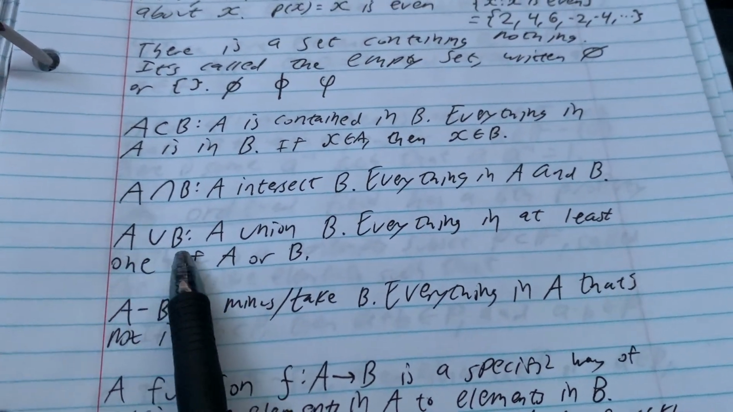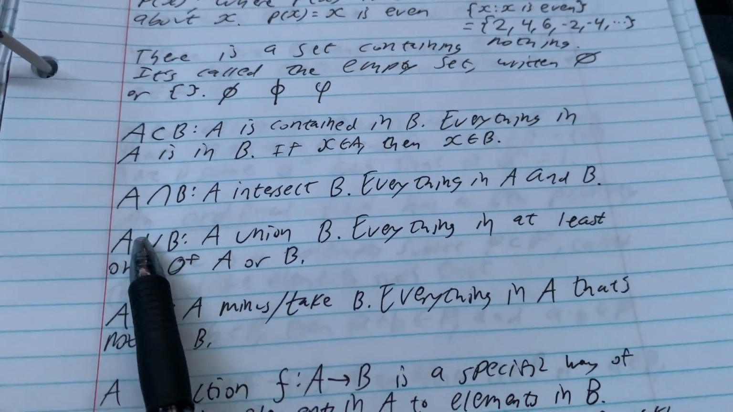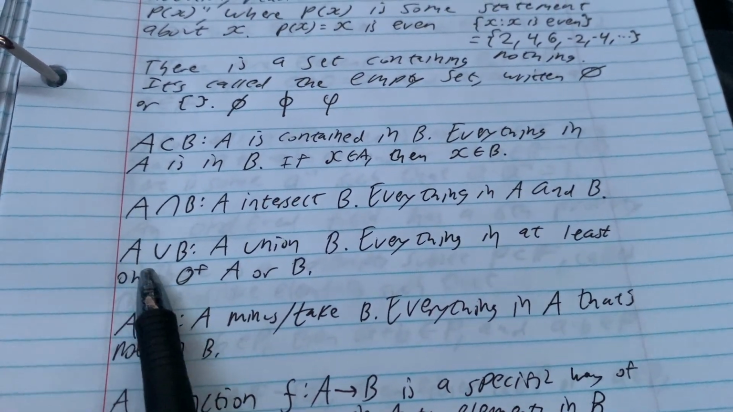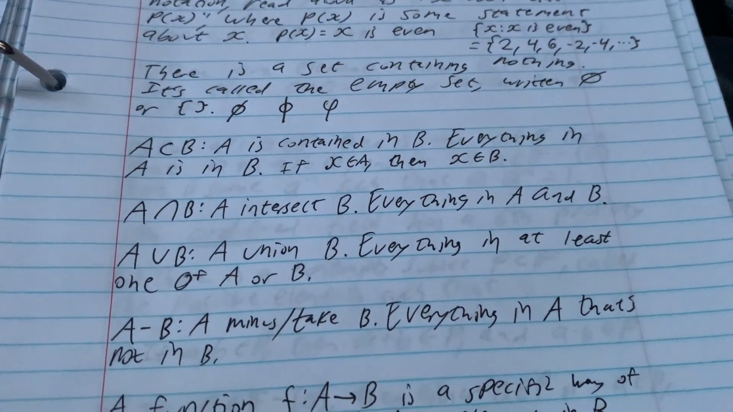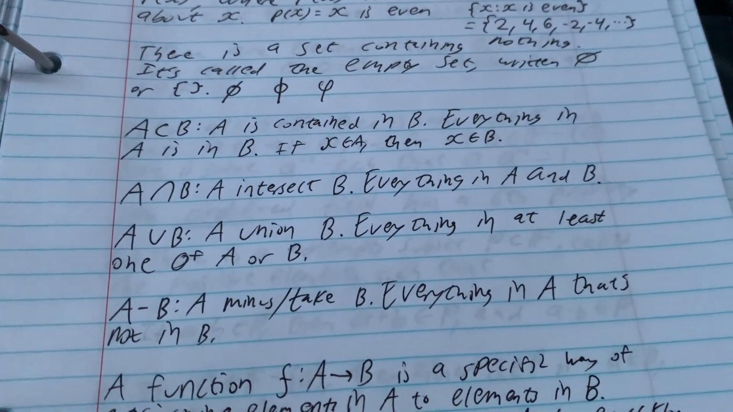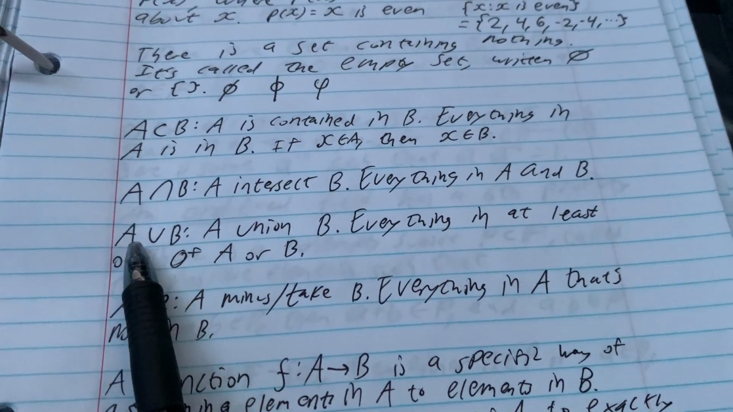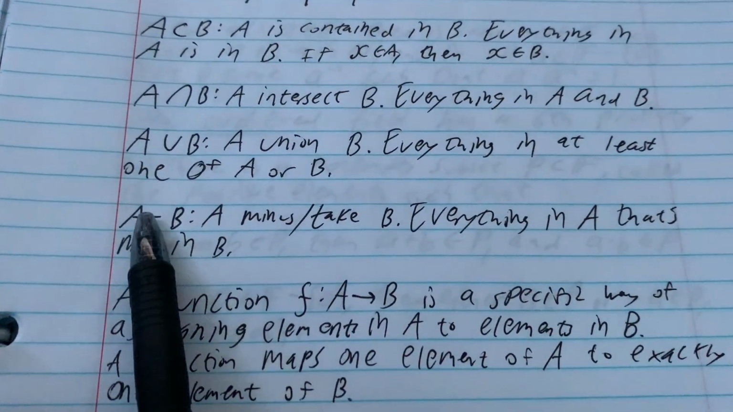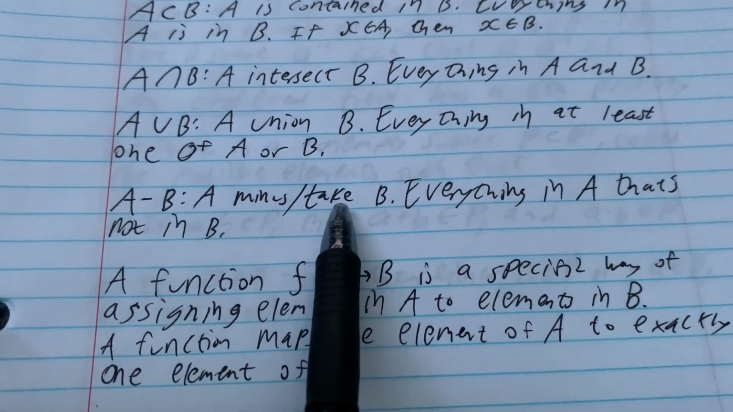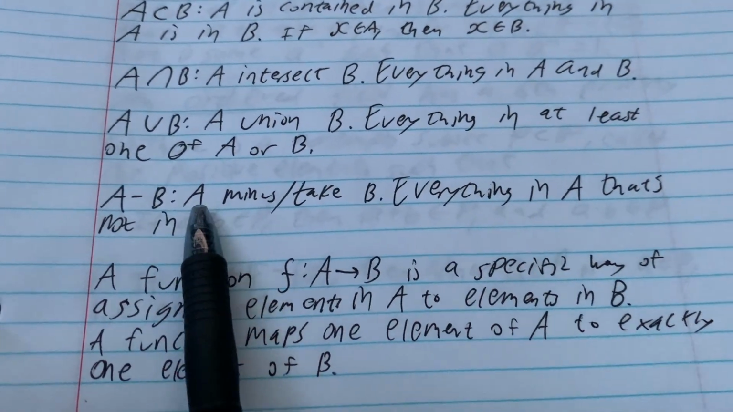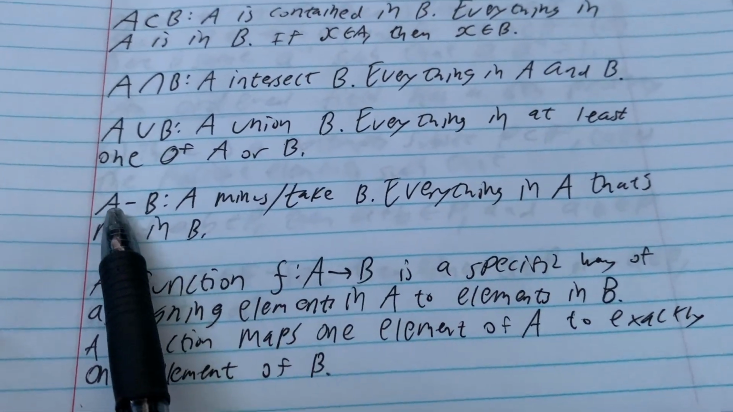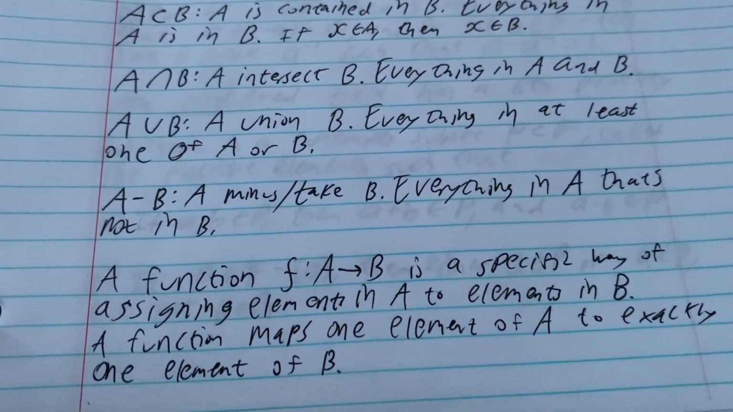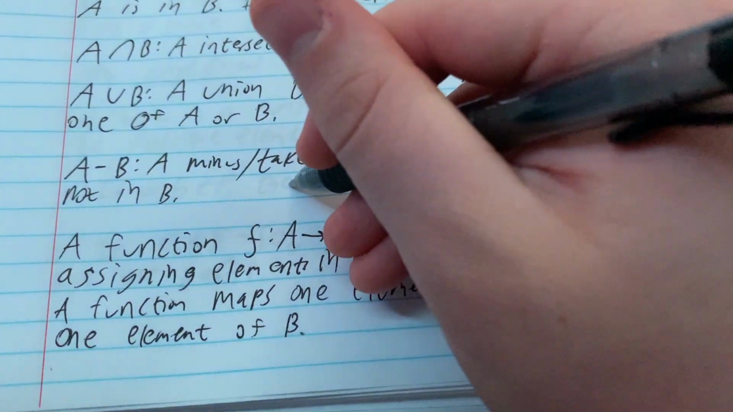Similarly, A union B, this little cup right here is A union B. That is everything that is in at least one of A or B, or both. So if something is in A or B, then it is in A union B. A minus B, or A take away B, so it is kind of really interchangeable, is everything that's in A that's not in B. So maybe we draw our little Venn diagram here.